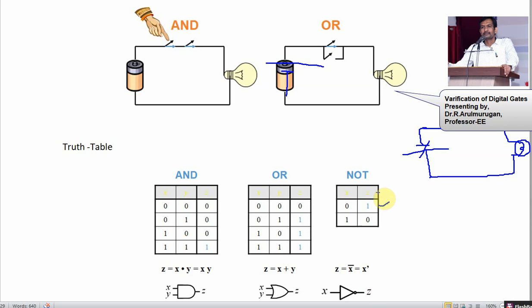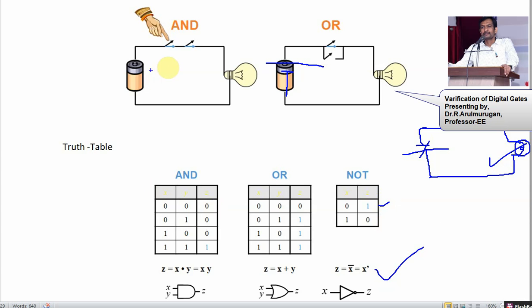For example, there is a calling bell. When you press it, the bell makes a noise and the sound comes. When you release the switch, the bell is not working. Just think of it the opposite way: when I have not touched the switch, the bell is ringing, and when I press the switch, the bell is silent. That is called a NOT gate.